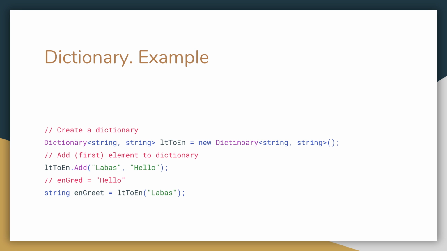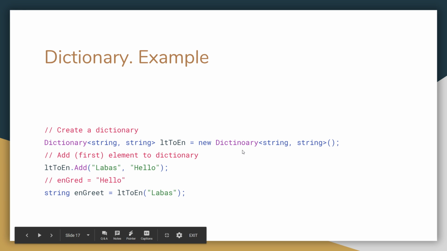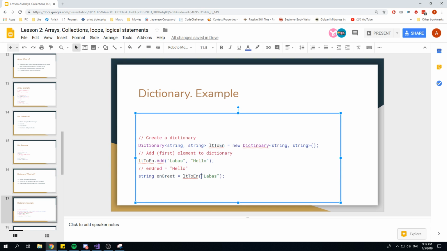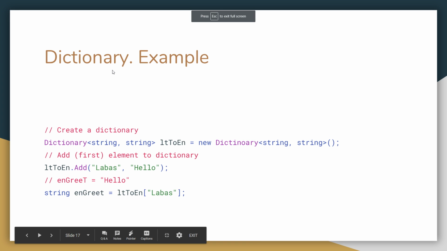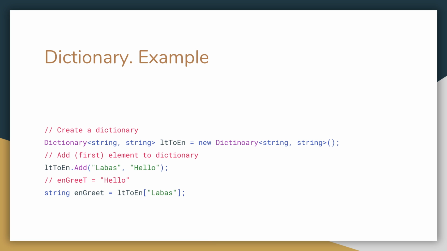So our first translation is labas, hello. I terribly misspelled the greeting, but no matter. Oh god, I made a terrible mistake. I'll fix it. Right. So in this case, we added a translation. We translate labas to hello.